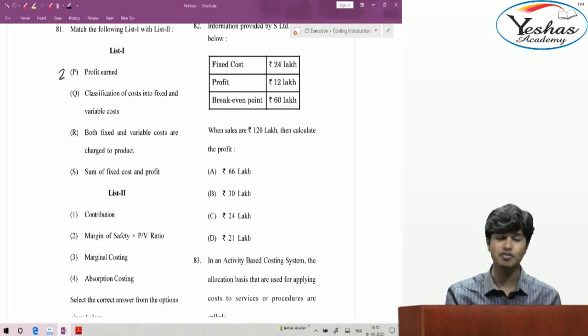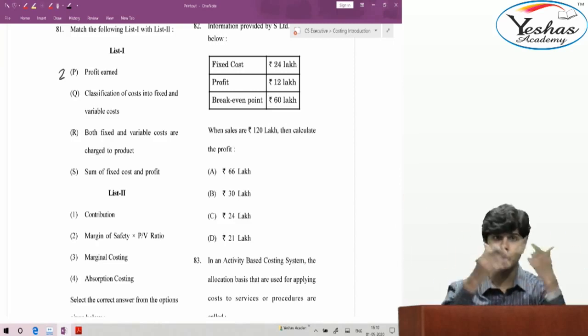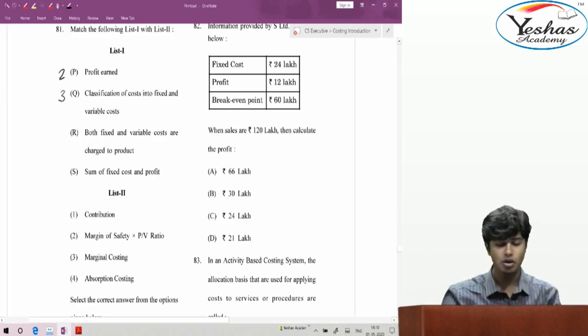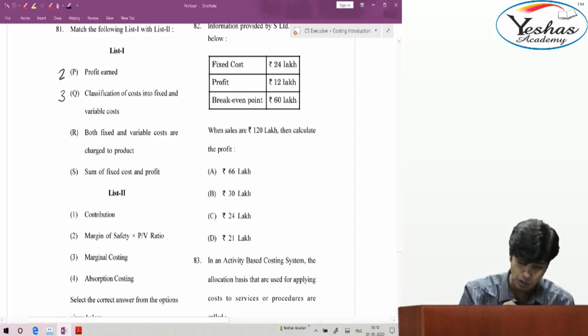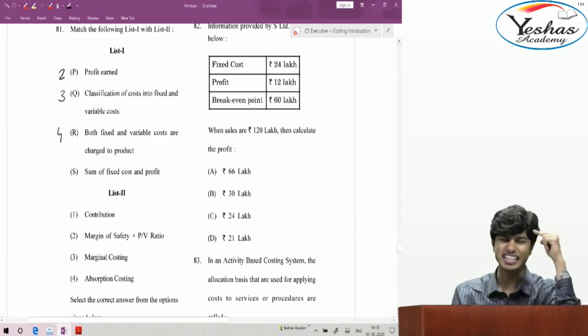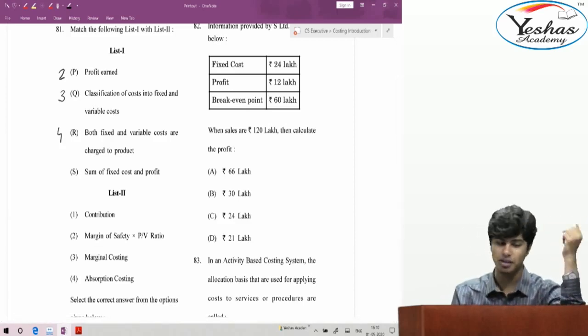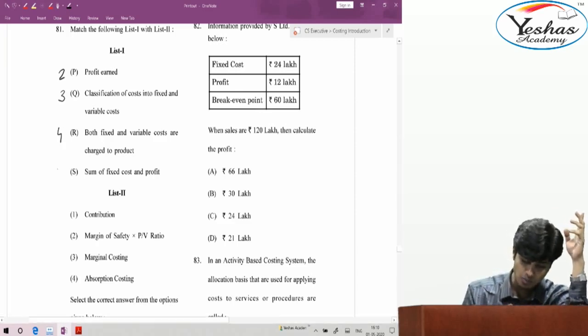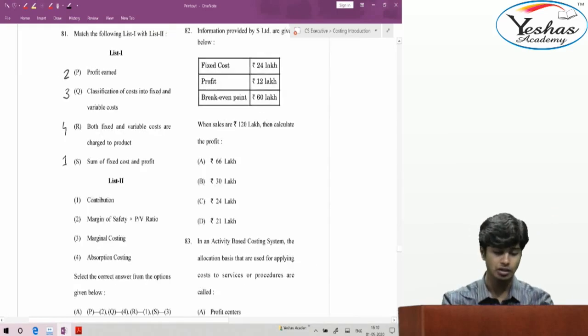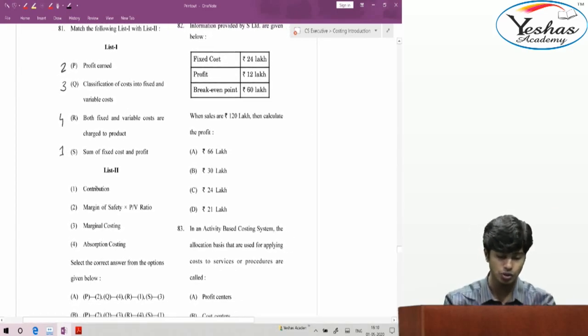Classification of costs into fixed and variable cost. This is made under the marginal costing system. Under absorption costing, we absorb everything. So classification of cost into fixed and variable is option 3, marginal costing. Both fixed and variable costs are charged to the product, that is absorption costing, option 4. Sum of fixed cost plus profit. Contribution is selling price minus variable cost, or contribution plus fixed cost. So S is 1, contribution. So it should be P2 Q3 R4 S1.